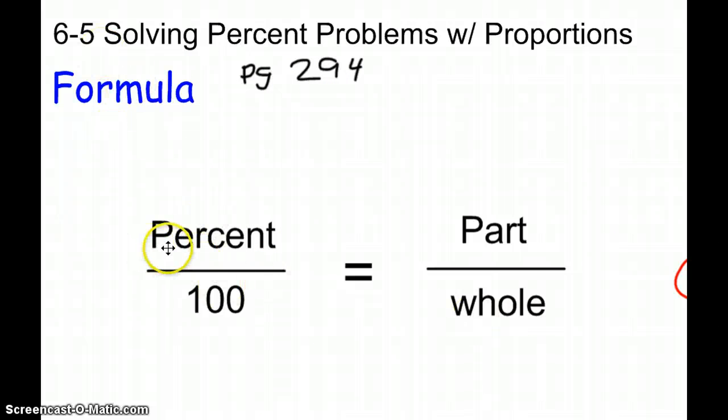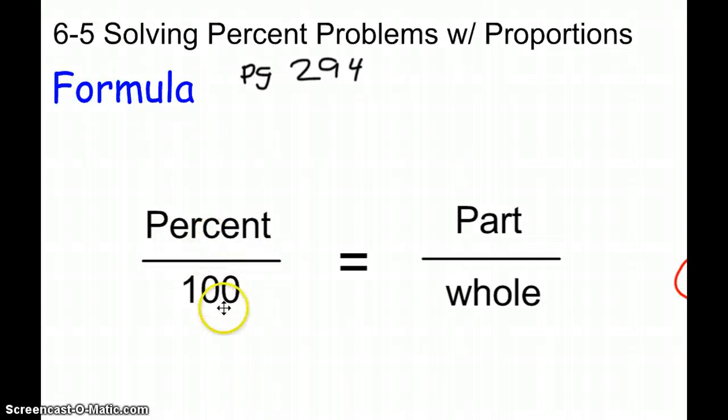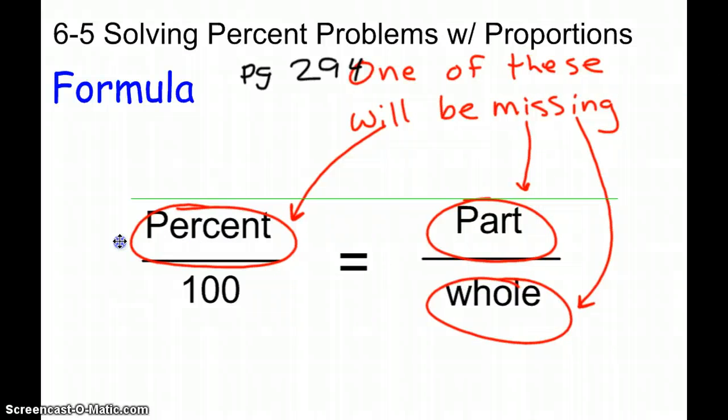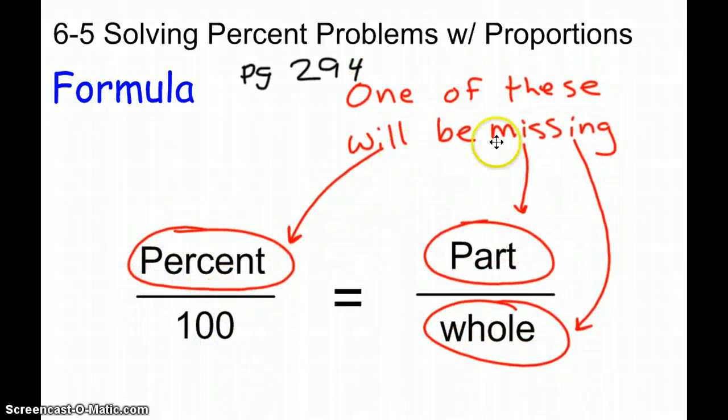Okay, this is your formula. Basically it is just a proportion. You've seen this before. Percent over 100 equals part over whole. The whole premise of this section is that we have these four: percent over 100, part, and whole. And basically we're going to be taking one of those away. So the main point is that one of these will be missing.